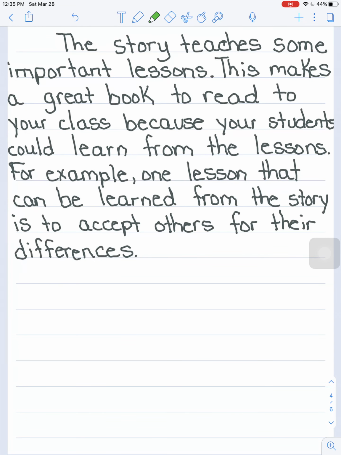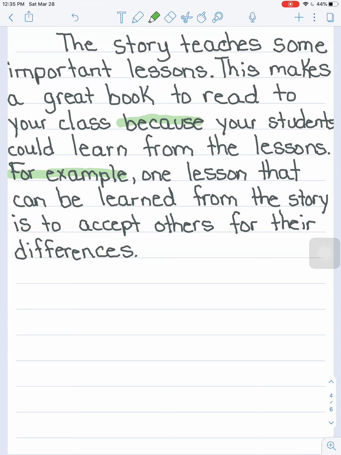Okay. So again, I indented because I'm starting a new paragraph, and I wrote, the story teaches some important lessons. This makes a great book to read to your class because your students could learn from the lessons. For example, one lesson that can be learned from the story is to accept others for their differences.